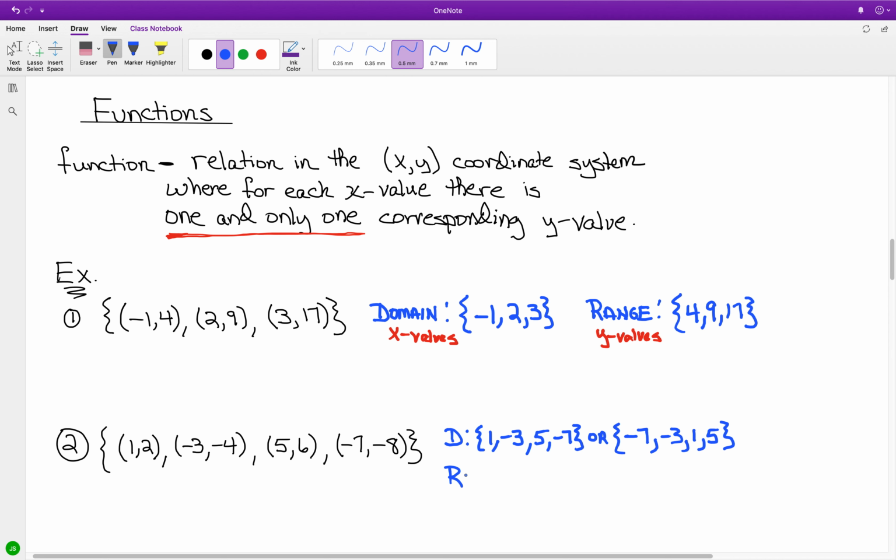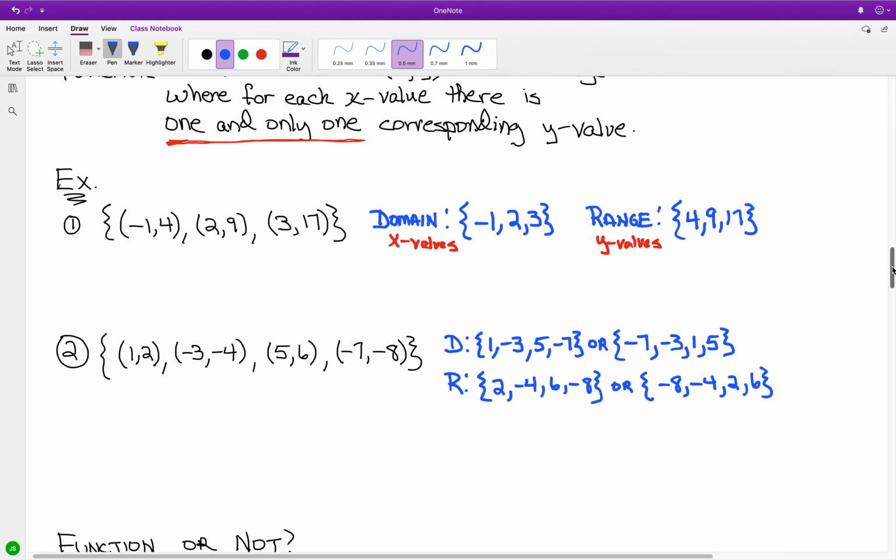As for the range, again, it is the set of y values, so I have 2, -4, 6, as well as -8. If I were to rewrite them, I have -8, -4, 2, and 6. And again, for each x value, there is only one corresponding y value.